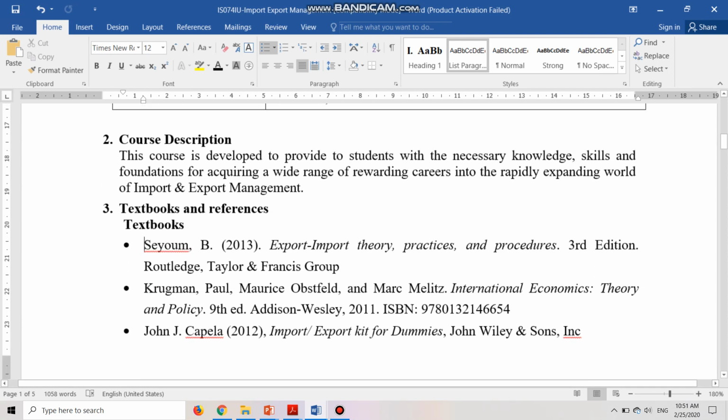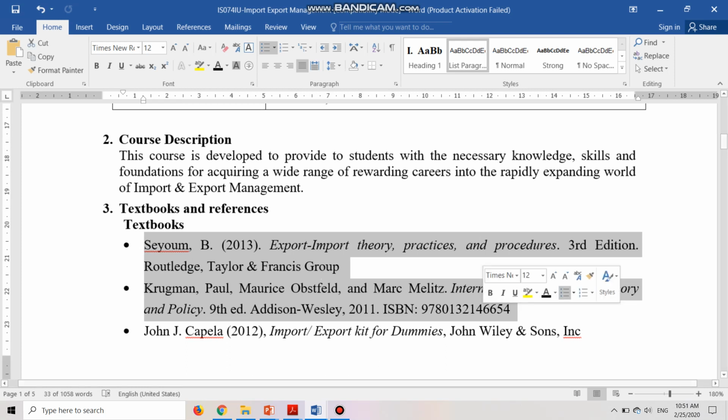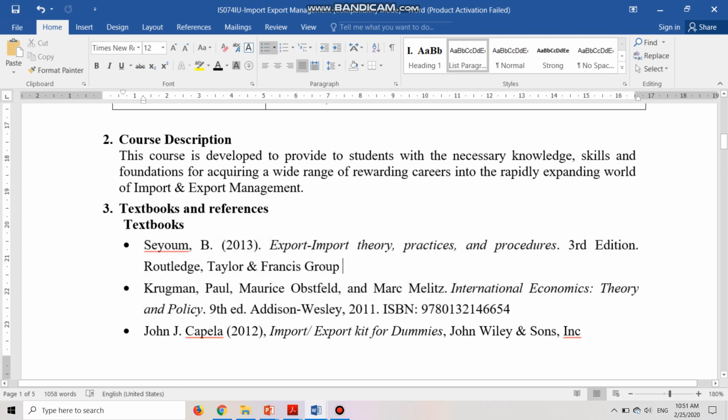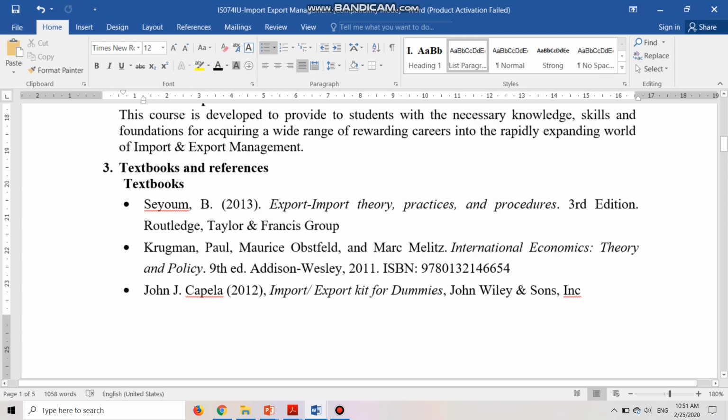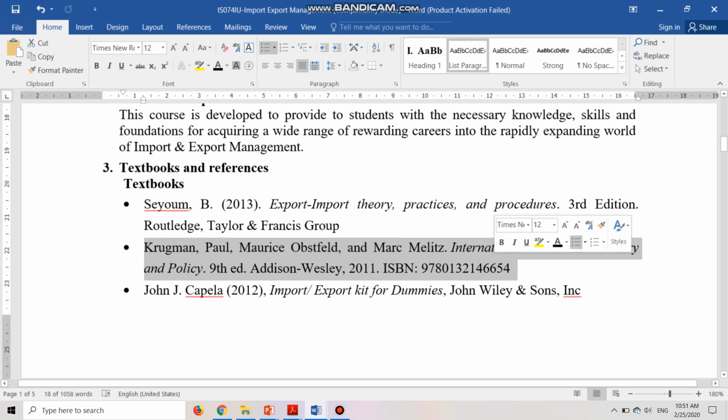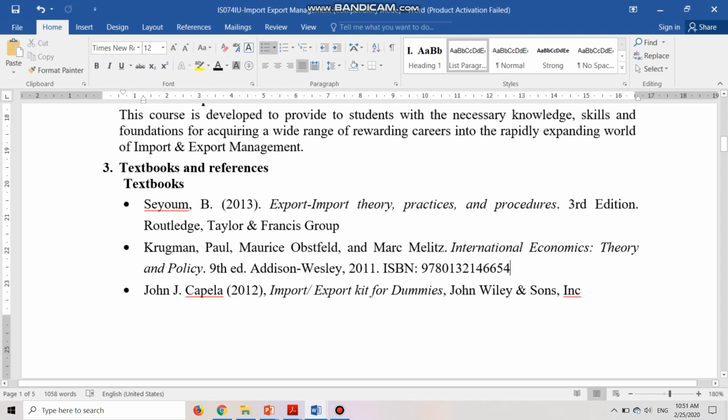So here is the main textbook I will use for this course. The first one is Export-Import Theory, Practice, and Procedures of Sejong. You can find this book in the library of our university. And the second one is the International Economics of Rumen. If you need an ebook of this one, you can ask me. I will give you the ebook.